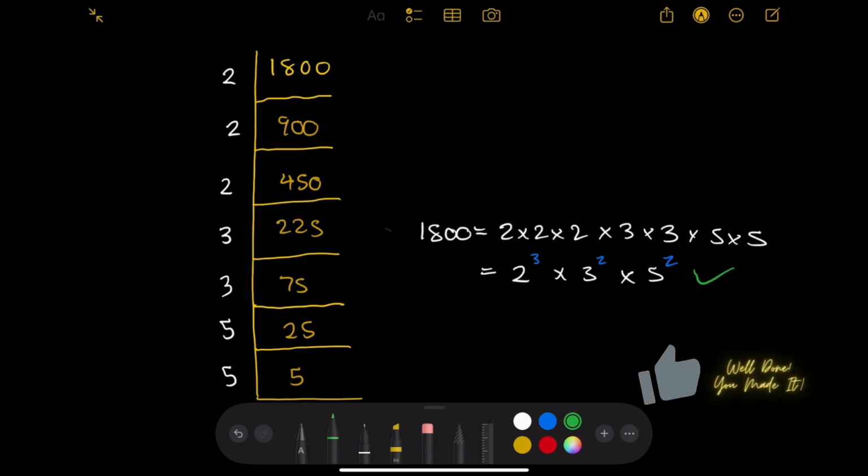Then I hope we were able to see the use of the ladder method, and I hope it was very simple for everyone to follow.